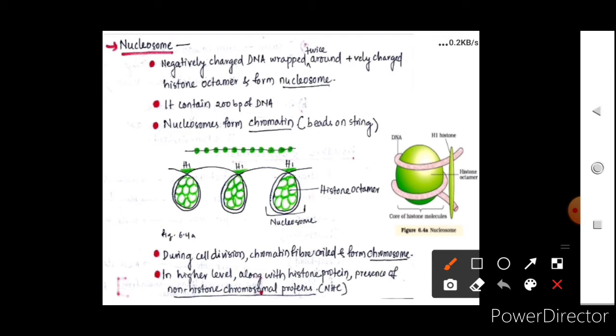So one octamer. As we know, when we talk about the length of the DNA, we talk about the base pairs which are present in the DNA. So the length of the DNA which is wrapped around a histone octamer is 200 base pairs.